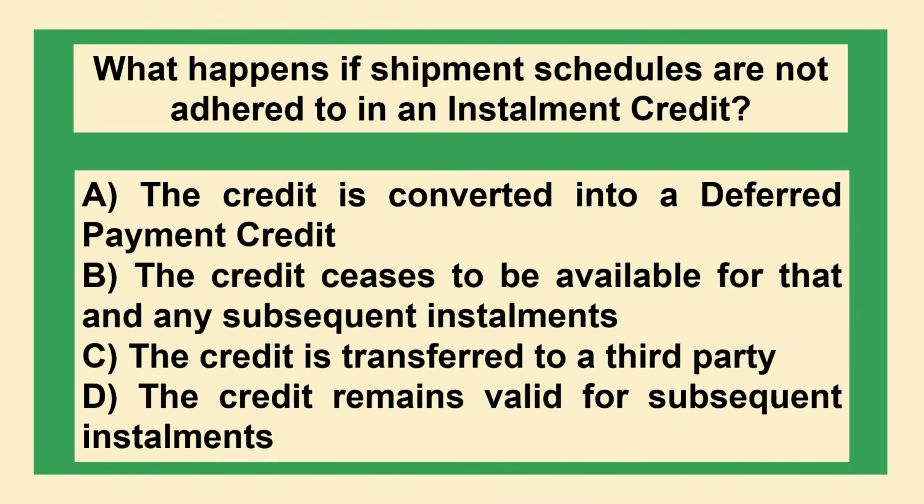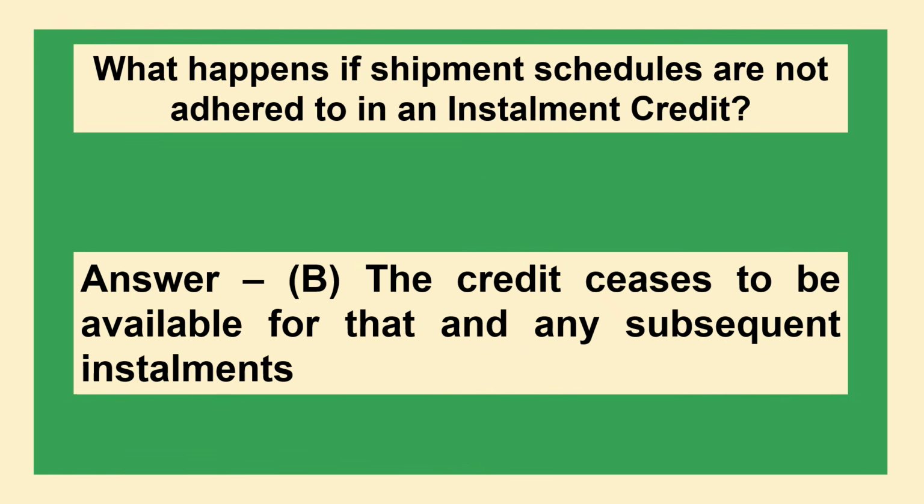Question: what happens if shipment schedules are not adhered to in an installment credit? Option A: the credit is converted into a deferred payment credit. Option B: the credit ceases to be available for that and any subsequent installments. Option C: the credit is transferred to a third party. Option D: the credit remains valid for subsequent installments. Answer: option B: the credit ceases to be available for that and any subsequent installments.